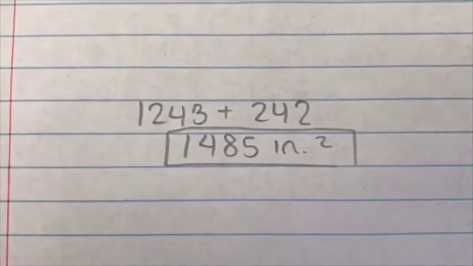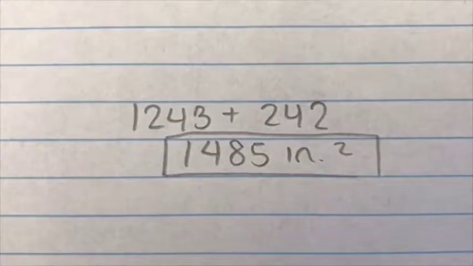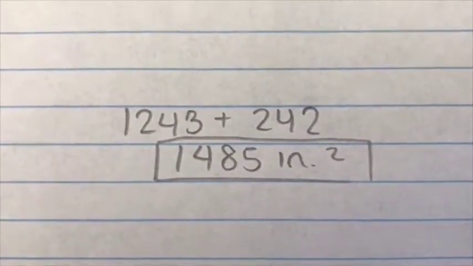And to find the surface area of the entire dress, we add up the skirt surface area and the top surface area, 1,243 plus 242, which equals 1,485 inches squared. You may not always see it, but there is always a design on a dress.